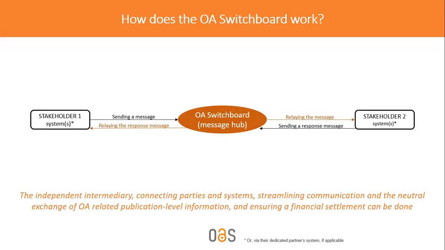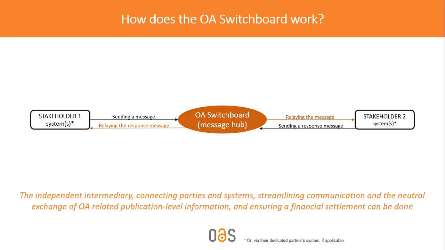So how does the OA Switchboard reduce complexity? How does it work? Well, as I already mentioned, it's a practical solution. It's simply a message hub that enables stakeholder 1 to send a predefined message to stakeholder 2. It's nothing like an email system. It's more like a set of structured metadata around the publication in a predefined format that can be exchanged between party 1 and party 2. And the switchboard takes care of technically validating the messages and also routing them to the appropriate recipient in the way they want to receive it.